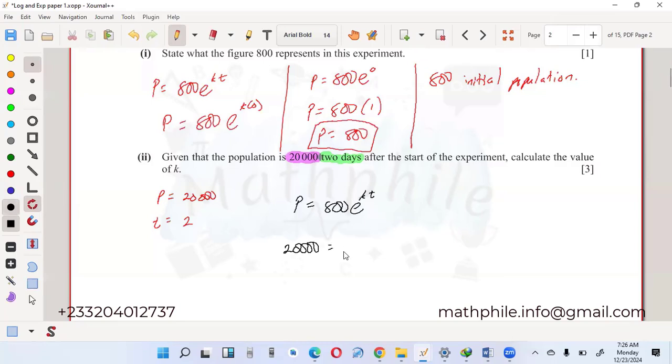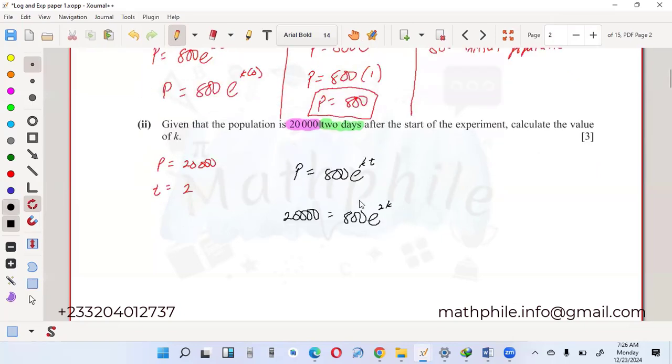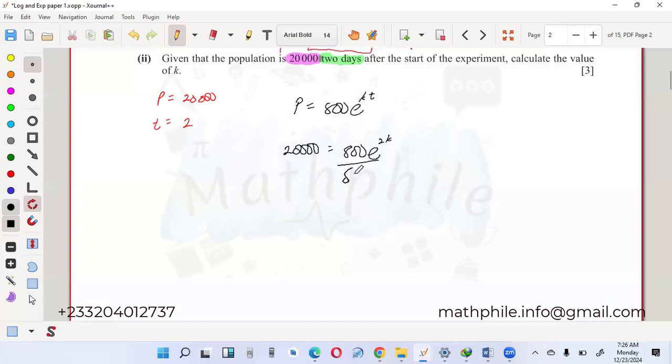Then 800 e raised to the power t, which was given as 2, so 2k. Basically you have to find k, and this leads us to an exponential equation. So I can divide this by 800. This is paper 1, so you're not supposed to use a calculator.